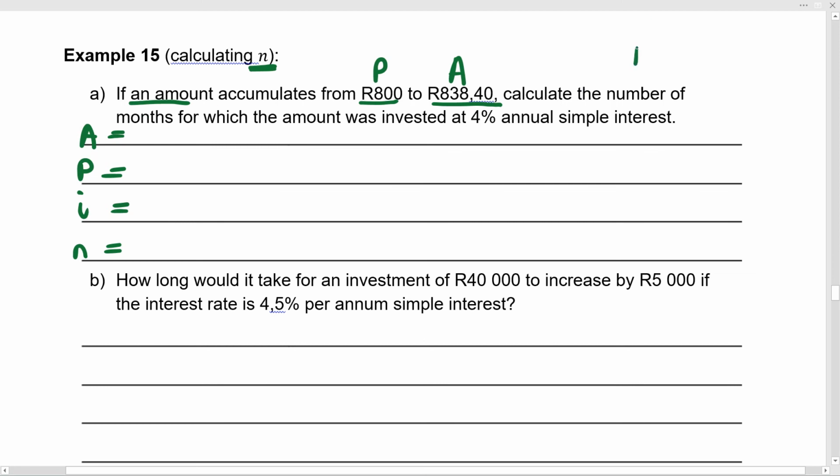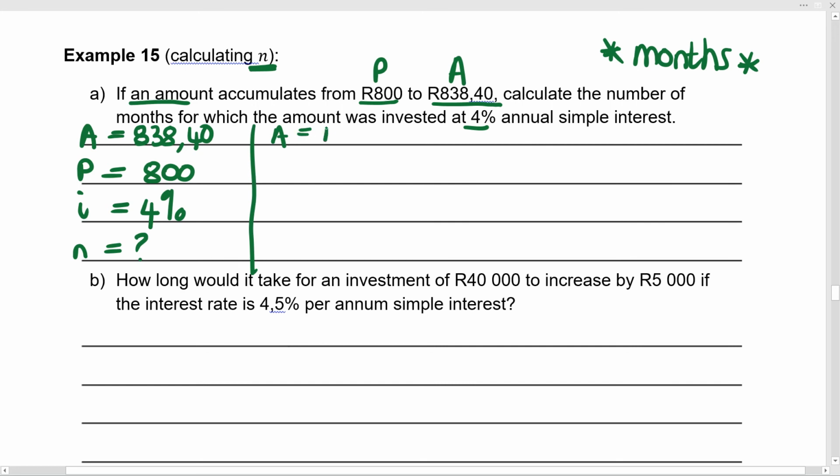Oh, that's weird, number of months. I'm just making a big comment to myself here because we don't normally work with months, we work with years. But I did say earlier that when you've got to work with months, it'll become quite obvious. And that is the number of months for which the amount was invested at 4% annual simple interest. Okay, so A is my 838,40. P is my 800. The number of months is what we don't know, and the interest rate is 4%. Okay, so A equals P(1 plus I N). A is my 838,40.